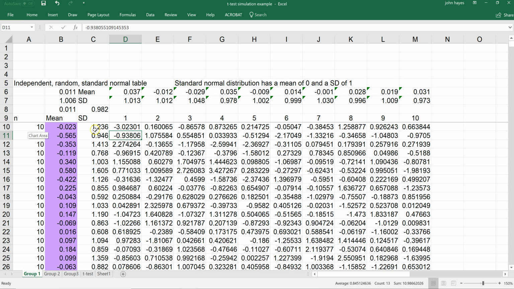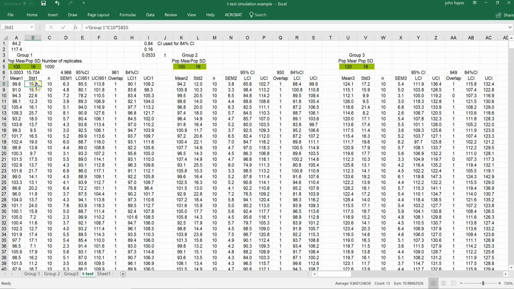So then that standard deviation is multiplied times 16 and we get 19.8. It's a little bigger. It was 1.26, so it's a little bigger than 16. And we do that all the way across.